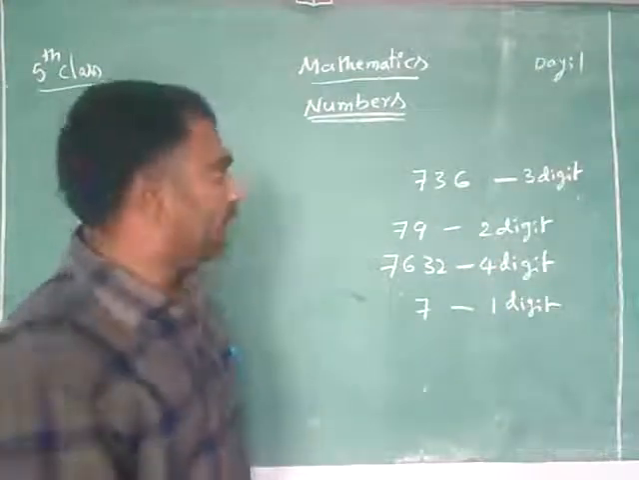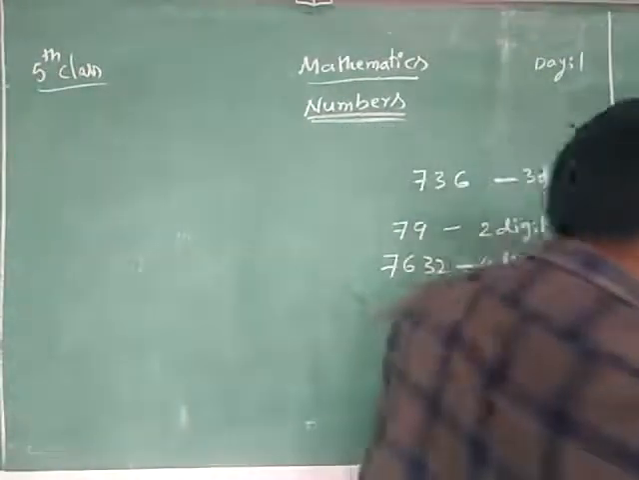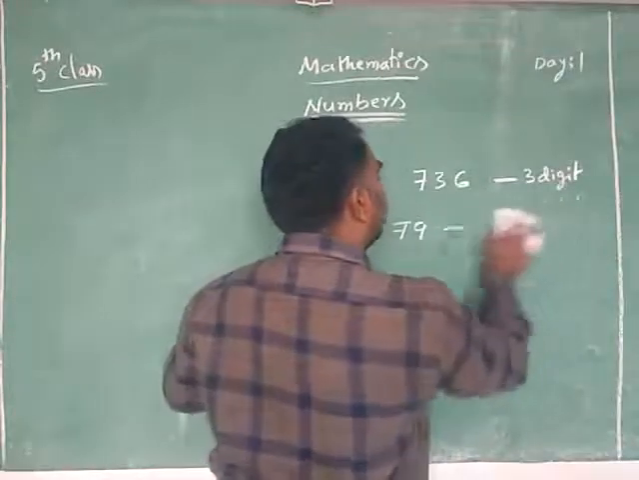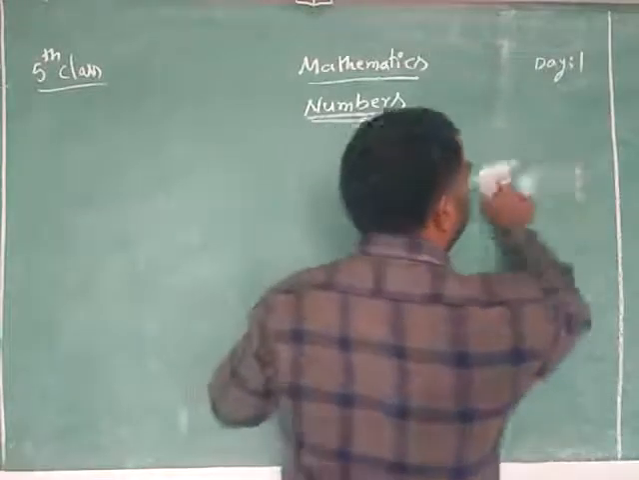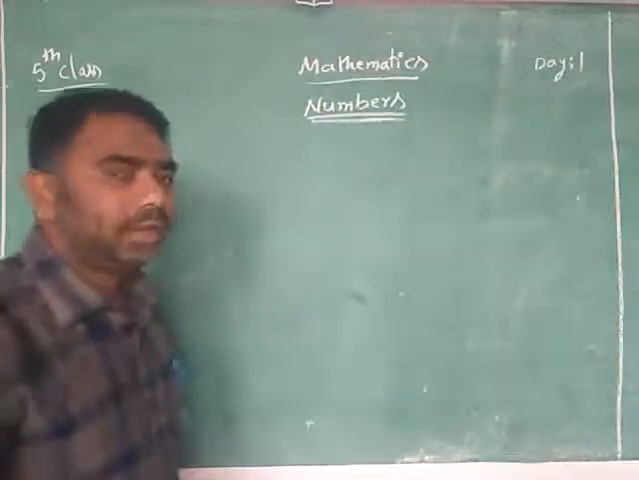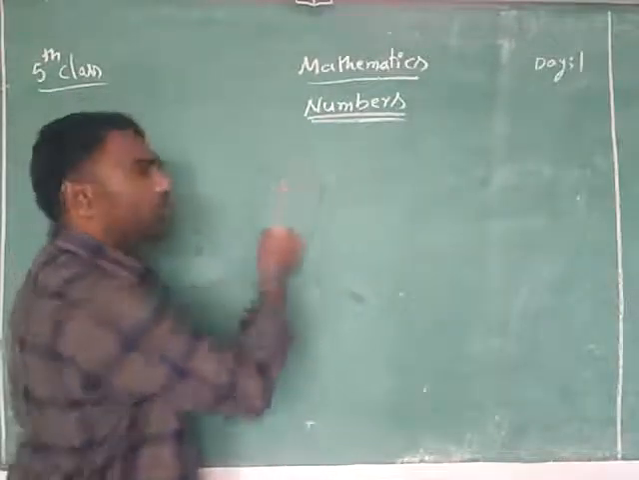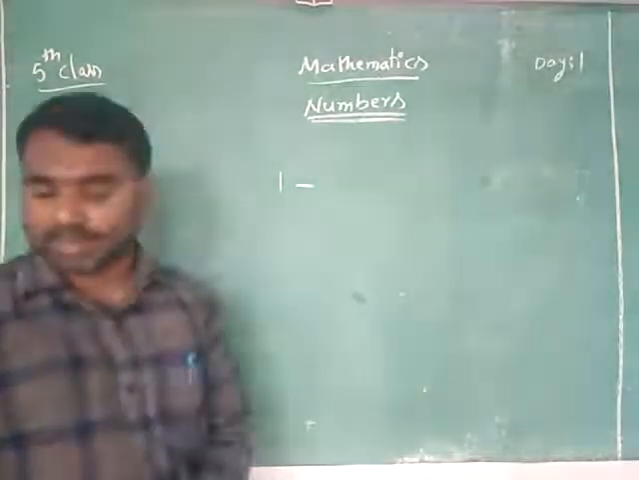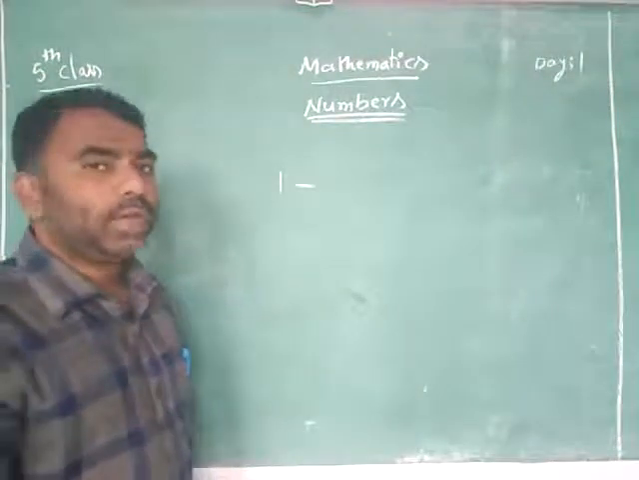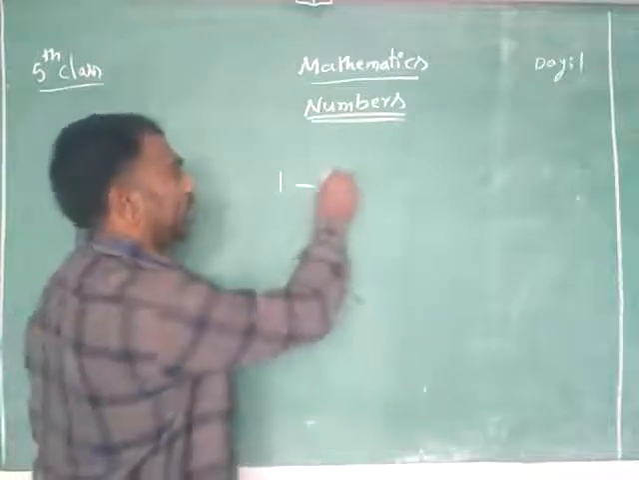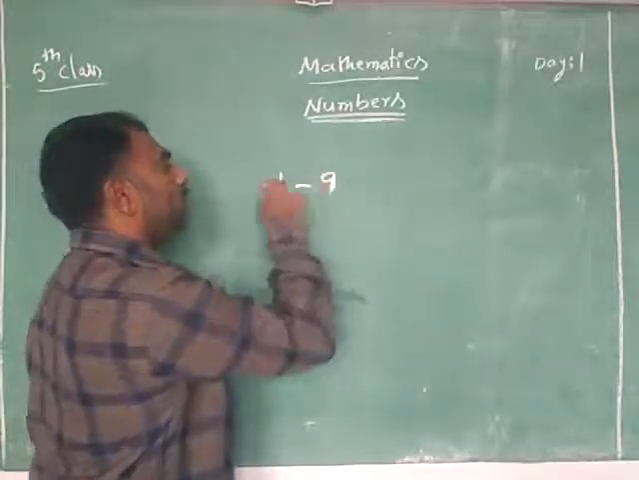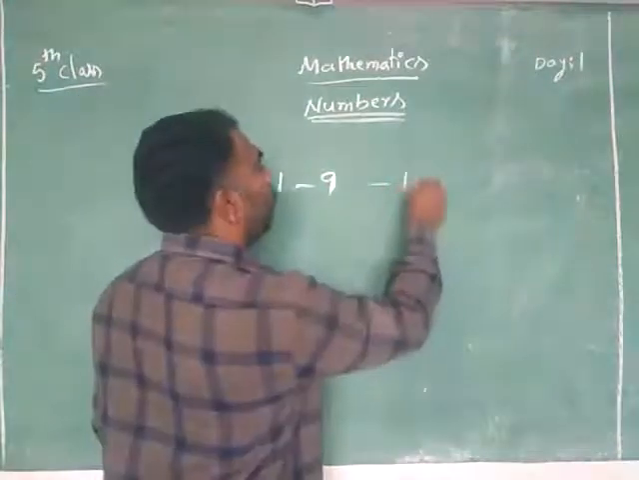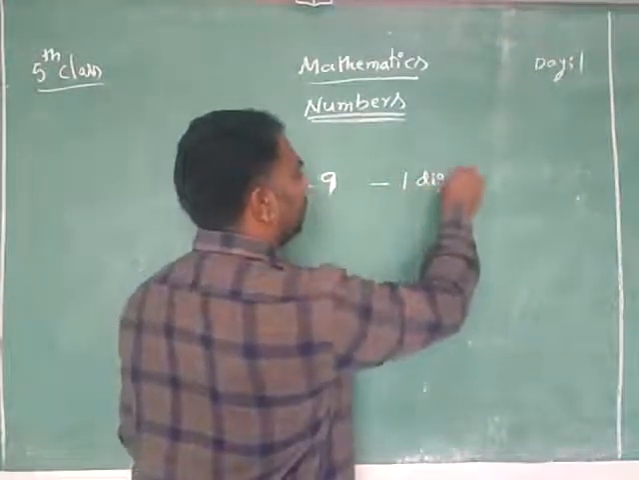Normally I ask you, what are the numbers in one digit? Easily you can answer. One-digit numbers start from 1, and go up to 9. So 1 to 9 are called one-digit numbers.